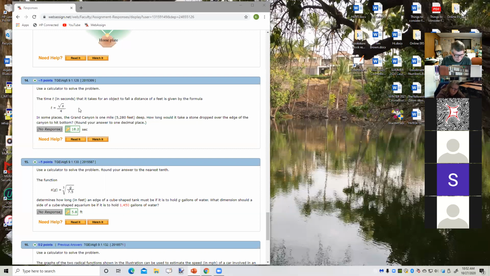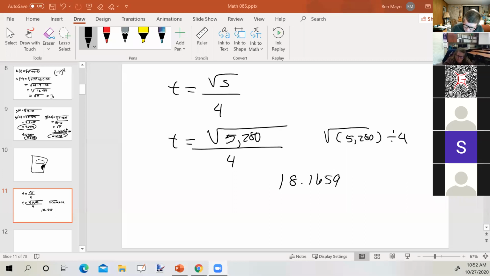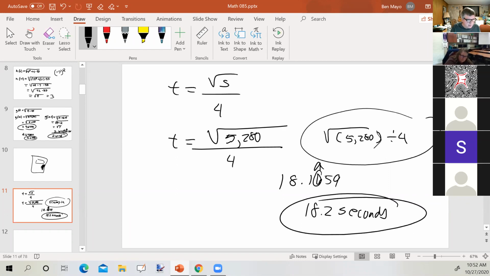Okay, so on my calculator, square root 5280, close up the parentheses. So I've got this, close it up, then divided by 4. And when I do that, I get 18.1659, blah, blah, blah. Let me go back to the other screen so you can see what I'm doing there. So I'm putting it into the calculator like this, closing that up before I divide. And it says to 1 decimal place. So the second decimal place, the 6 would round up. So you'd have 18.2 seconds would be the answer.